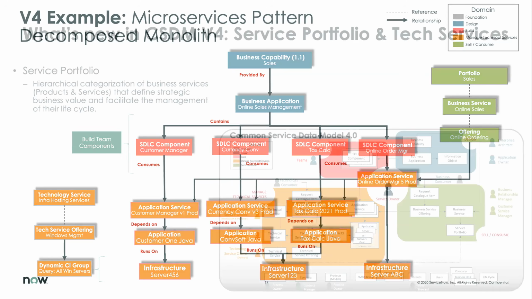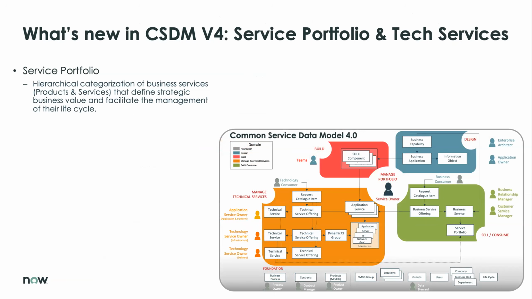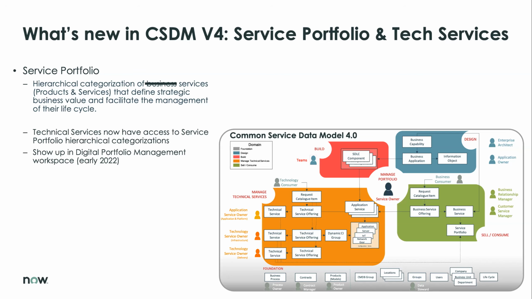Next piece I want to get into is service portfolio. So service portfolio is a piece, obviously a critical element of service portfolio management that was rewritten in the New York timeframe. And as you are aware, in previous releases and versions of CSDM and with the service portfolio management capabilities, that service portfolio is a hierarchy of business services. Except now in the Rome release, it's no longer just business services. Now we can finally relate technical services to that service portfolio. So you can have a service portfolio that's made up of both business services and technical services.